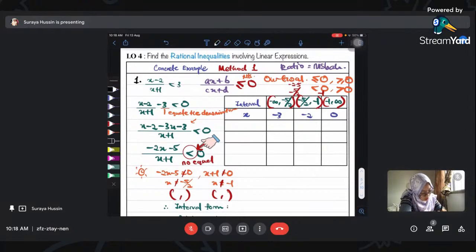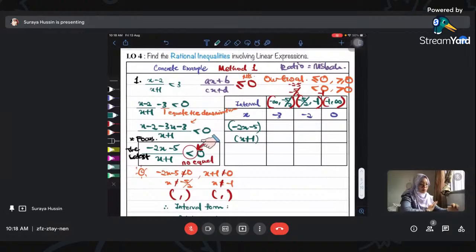Now, I want you to look at the latest. Focus here, focus. Write here, focus here. This is the latest that we need to focus on. So the latest that we need to focus on, we have negative 2x minus 5, and we have x plus 1. You can put a bracket if you want, or not, it doesn't matter. So here, negative 2x minus 5 divided by x plus 1.